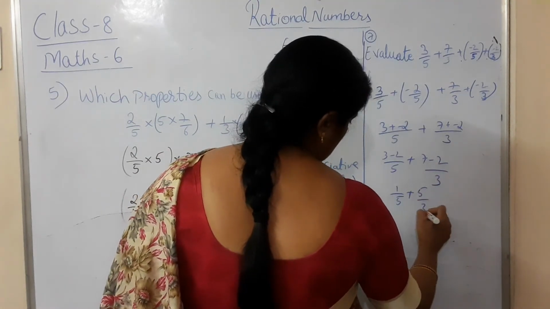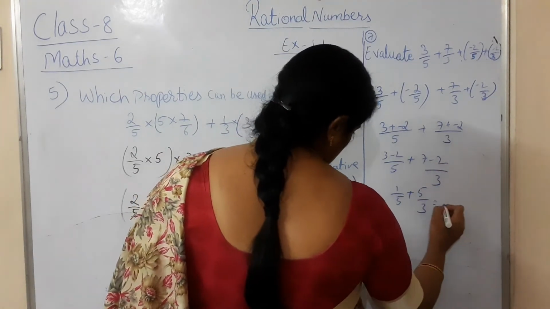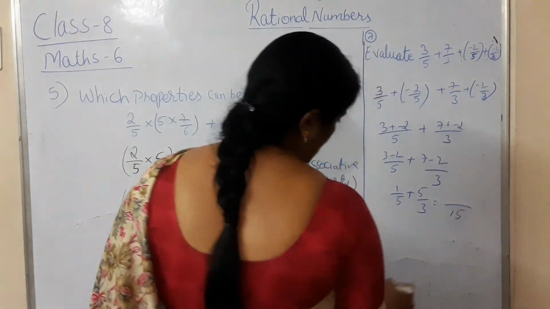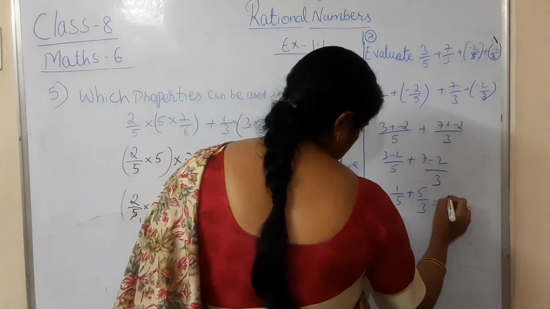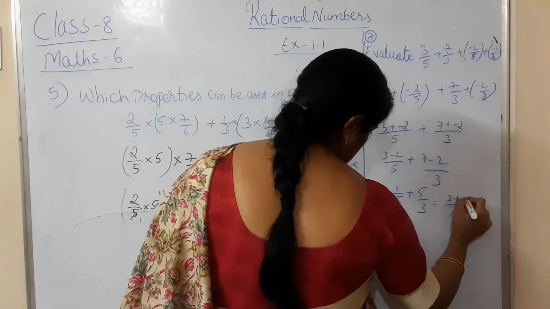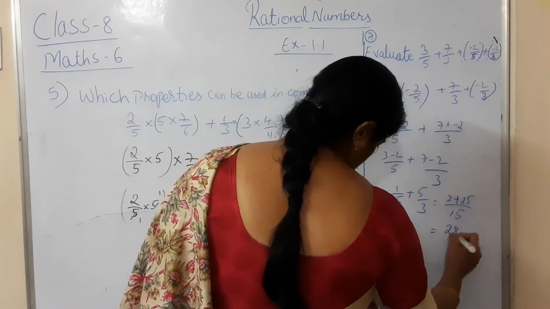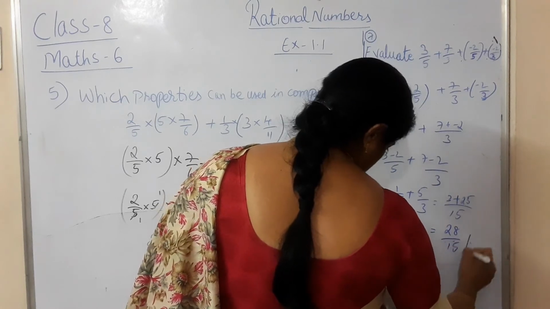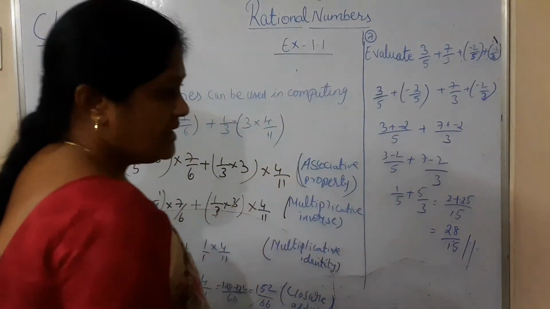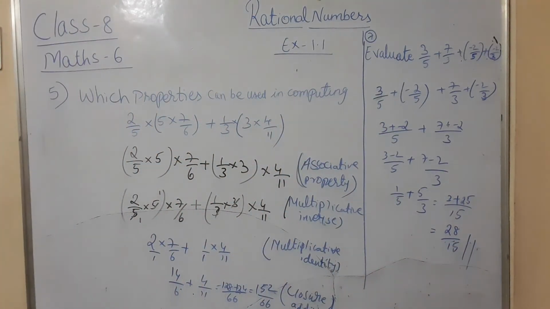What do we get over here? 15 as an LCM, right? Now 3 plus 25, 3 plus 25 is 28 by 15. This is your required solution for the problem. I hope this is clear. Yeah, take it down, children.